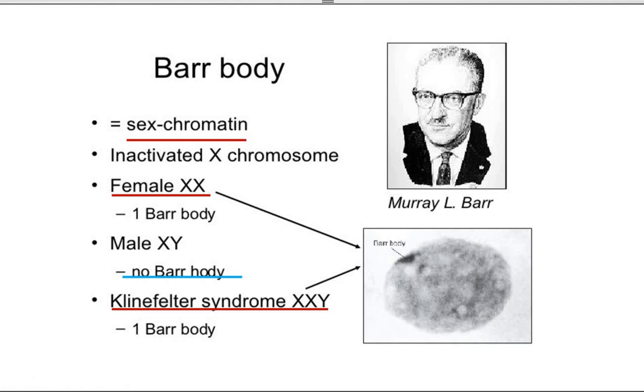So you will find Barr body or sex chromatin in a person having Klinefelter syndrome. And will you have Barr body in a person having Turner syndrome? No. Why? Because the genetic makeup is X0. So there is no Barr body present in Turner syndrome. Okay.